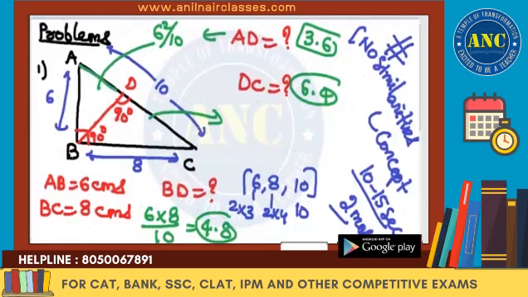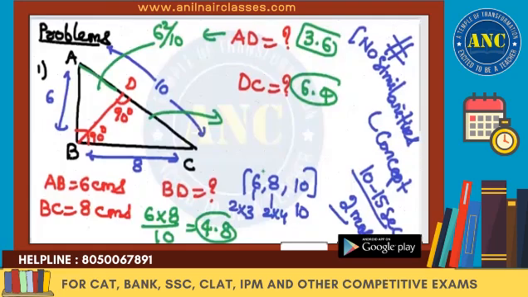AD is nothing but AB square by AC. 6 square by 10 is 36 by 10, which is 3.6. CD is nothing but BC square by AC. Directly you will get the answer. Sir, if you directly write 6 square by 10, it will not be clear. That is the reason I discussed the proof.